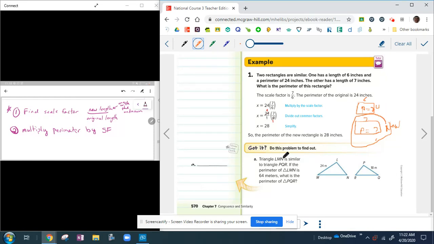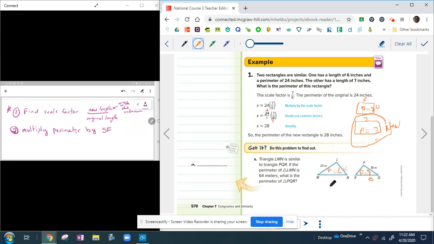Triangle LMN is similar to triangle PQR. If the perimeter of triangle LMN is 64, what is the perimeter of triangle PQR? So if we fill in the information here, we know that the perimeter for this is 64. They gave us that info. They don't give us the info for PQR, so there's our unknown. So that's going to be our new shape. Sorry, that's supposed to be a question mark there. We don't know. Question mark. There we go. That's a beautiful question mark.